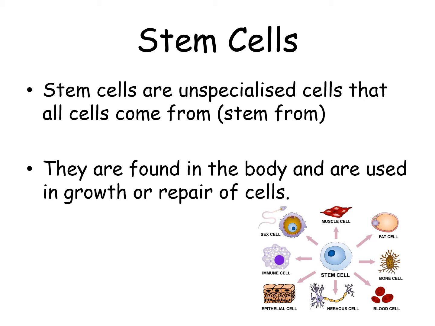Stem cells are unspecialised cells that all cells come from. Quite literally, they stem from them. So if we think back to specialised cells, stem cells are the unspecialised cells that the specialised cells, such as skin cells, come from. Stem cells can be found all throughout the body and are used in growth and repair of cells.